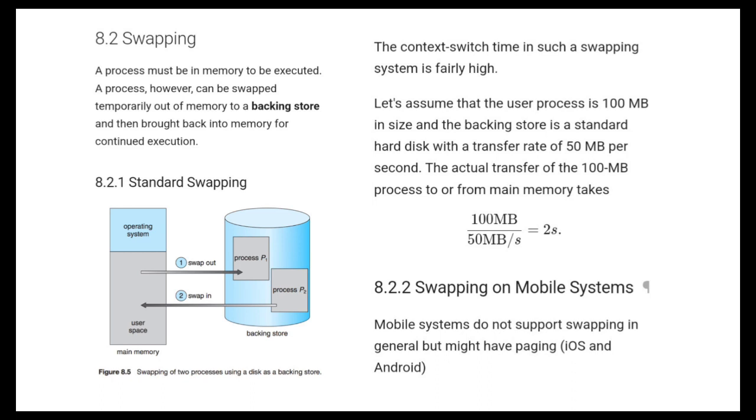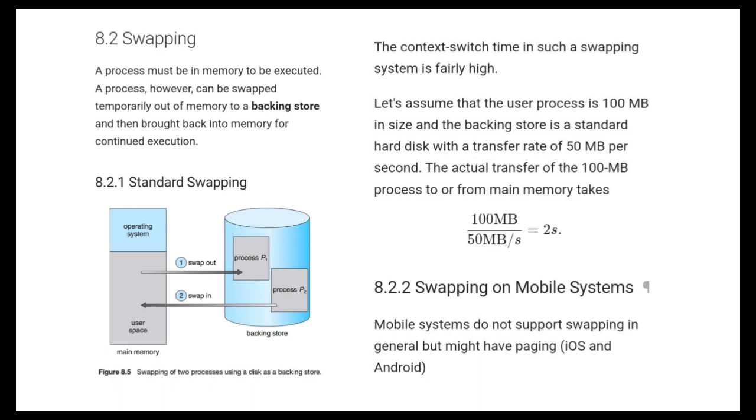Next is swapping on mobile systems, a new section in the ninth edition. Swapping is typically not supported on mobile platforms for several reasons. First, mobile devices typically use flash memory in place of more spacious hard drives for persistent storage, so there is not as much space available. Second, flash memory can only be written to a limited number of times before it becomes unreliable. Third, the bandwidth to flash memory is also lower.